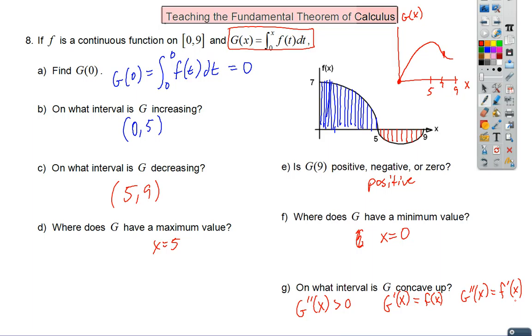If I want g double prime to be greater than 0, that means I want f prime to be greater than 0. What does it mean for f prime to be greater than 0? That means f is increasing. Since I want that, f prime of x has to be greater than 0, which means f of x is increasing. Where does that f of x increasing happen? That happens between 7 and 9.